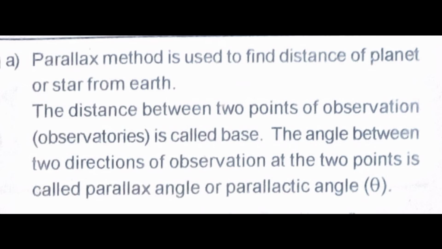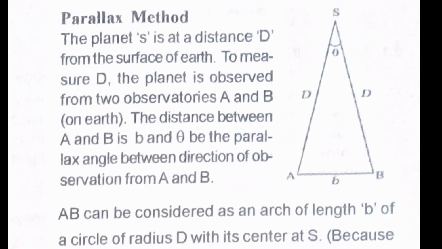The distance of the planet from Earth is taken as d, and the distance between the two points of observation is called the base, represented as b. The angle between the two directions of observation at the two points is called the parallax angle theta.